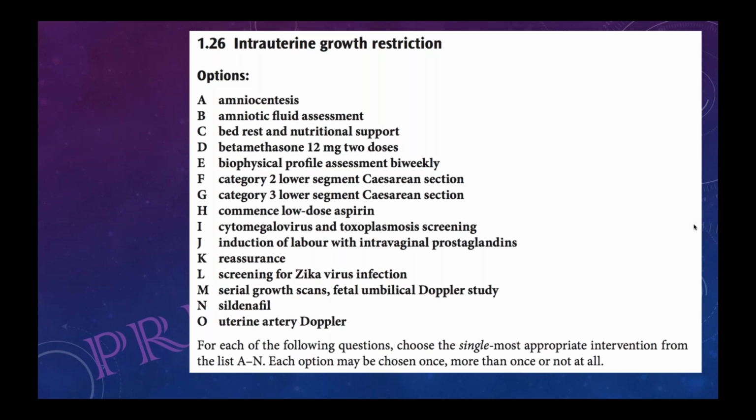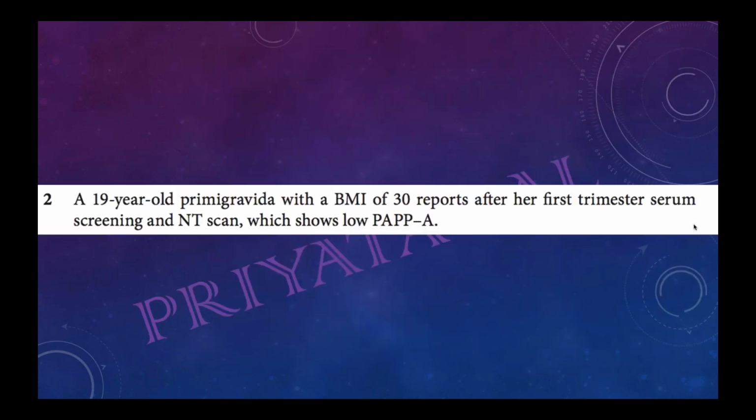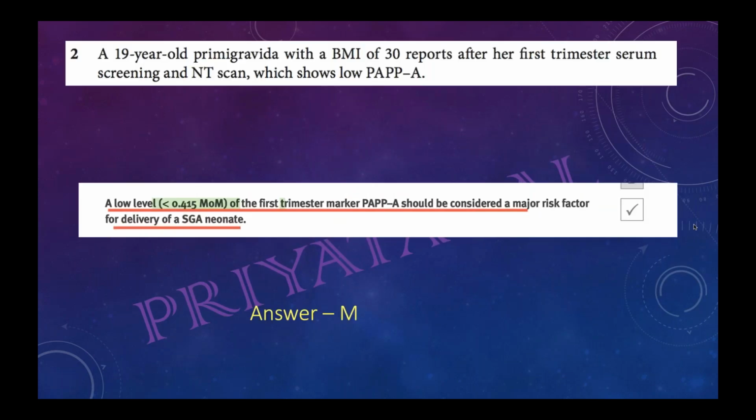Ma'am, uterine artery Doppler, but that's a major risk factor. So serial growth scan, yeah, it is. So it's a major risk factor. So it will go the major risk factor pathway. Okay. Is it clear? Yes, ma'am.